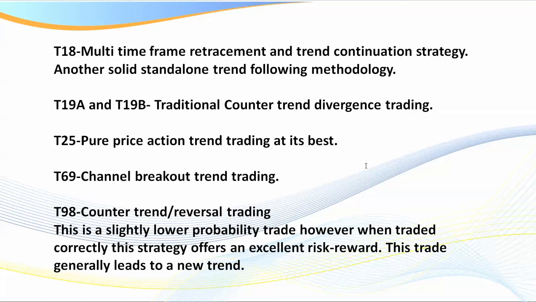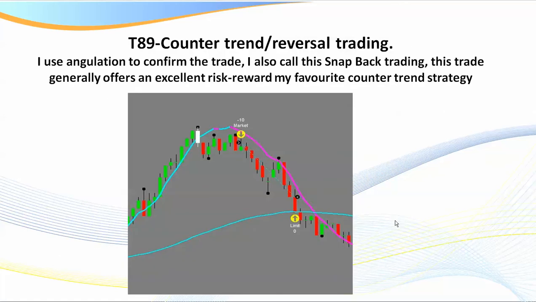T25, pure price action trading. You've got channel breakout trading, that's new trend or trend trading. T98 is a counter trend reversal trading strategy. It's a lower probability strategy. However, when traded correctly, you've got a great risk reward, fantastic returns on that particular setup. Now, one of my all-time favorite strategies here is a T89. I also call it a snapback. I use angulation to confirm the trade, which is a term which you'll learn. Now, this is a counter trend trade, reversal trading.